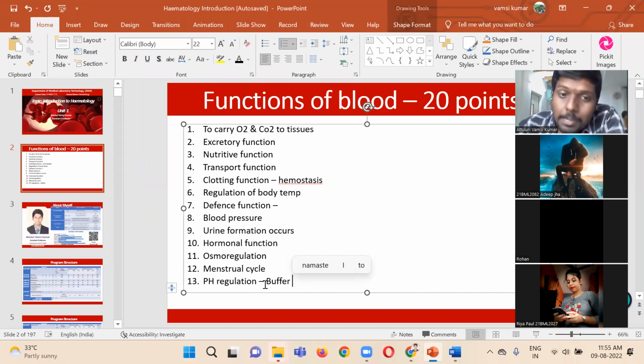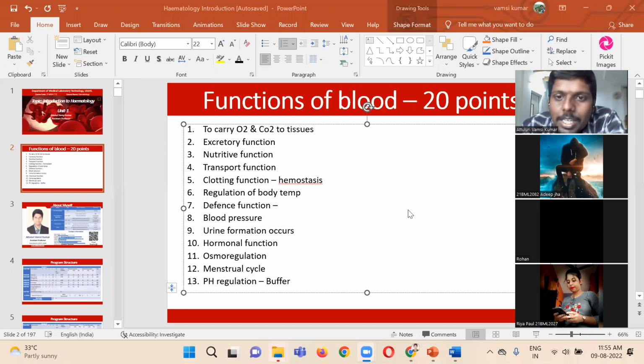Perhaps we can say, moreover, that besides oxygen and gas transport, pH regulation is a vital function of the blood. The body's pH is a very important parameter, and it is extensively regulated by blood, through the bicarbonate buffer system. That is one important function of the blood. Any more functions of blood?